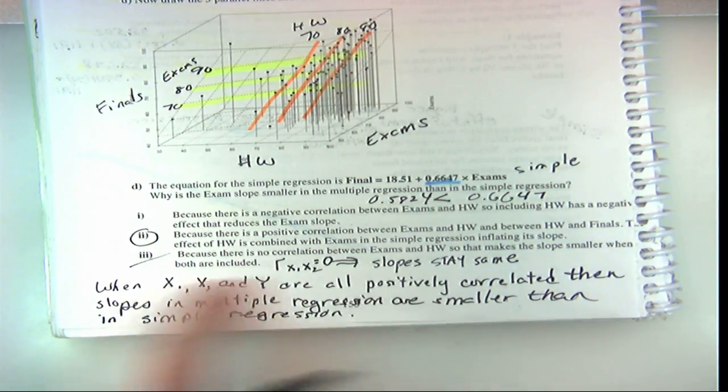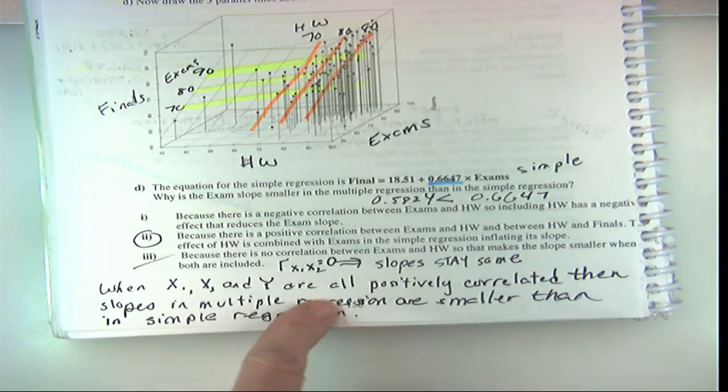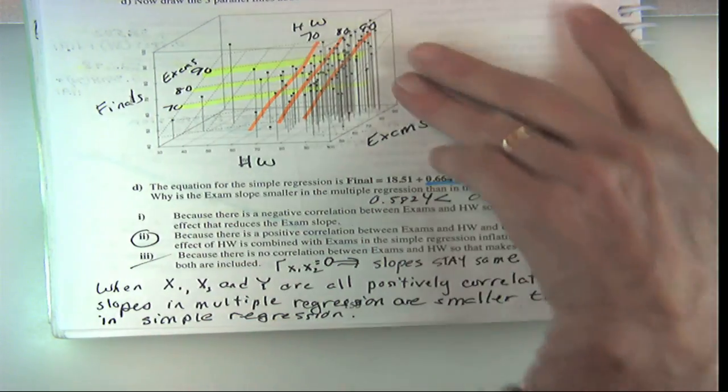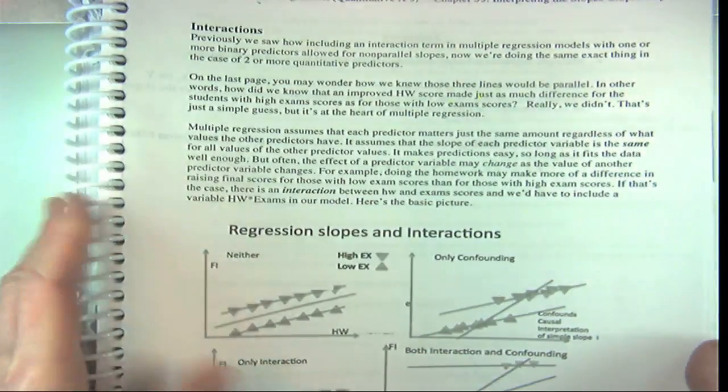So all the examples I give you will be ones like this, if I ask you what happens to the slopes. But remember, if they're correlated at all, the slopes will change, but they can go up. They don't have to go down. When you put them in the multiple regression, they can go up, but that's because some of the variables are negatively correlated. Okay, so now let's go further here.